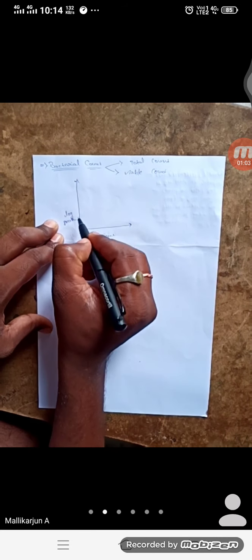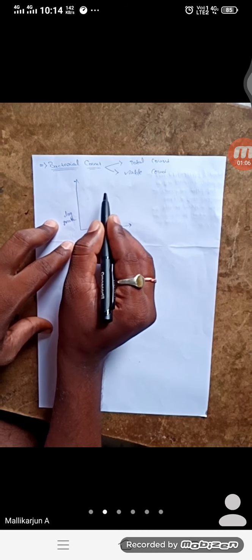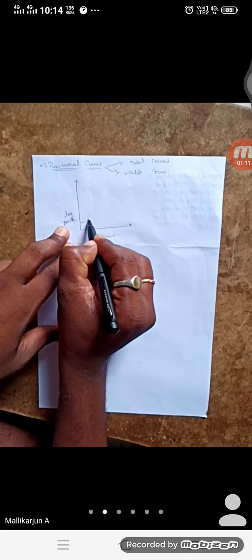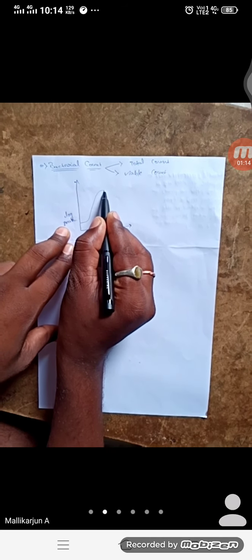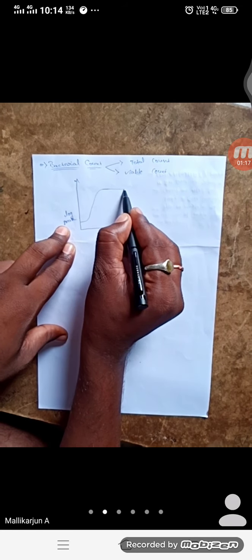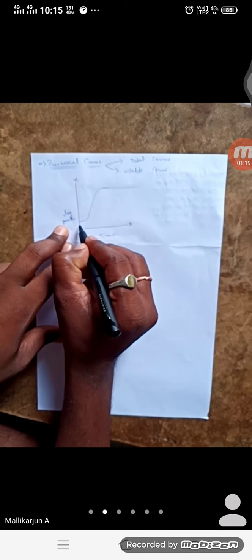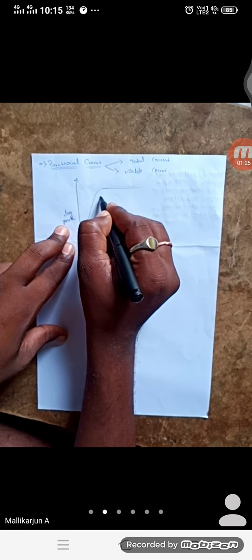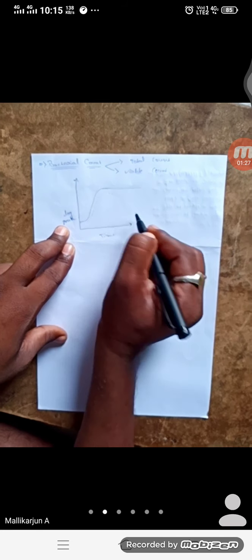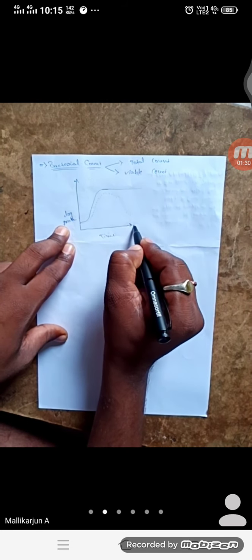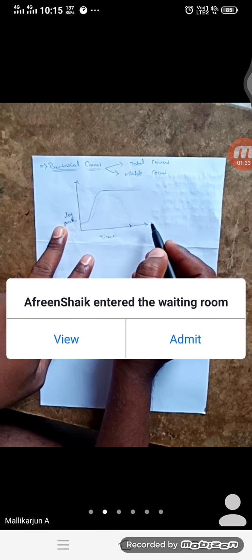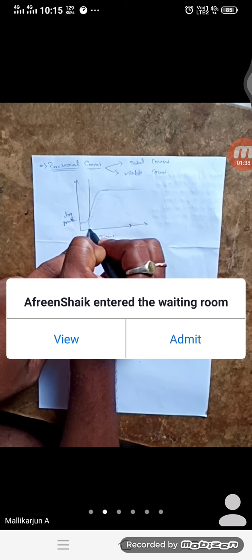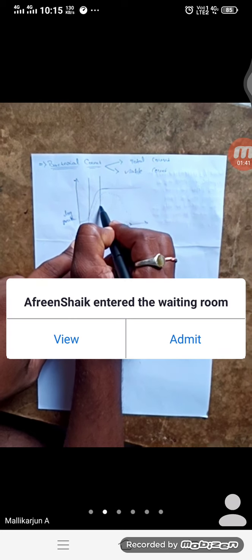So here we identify one line. In counting methods, we identify two lines in one graph. In total, how many phases are there in the growth curve? Four phases. Total four phases.